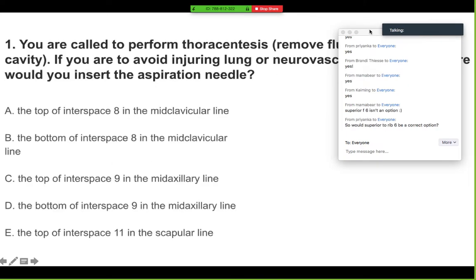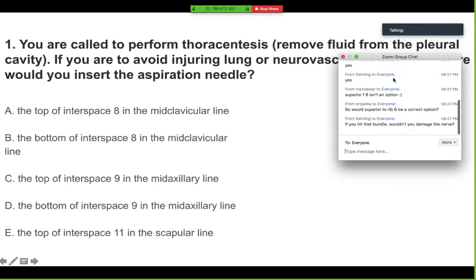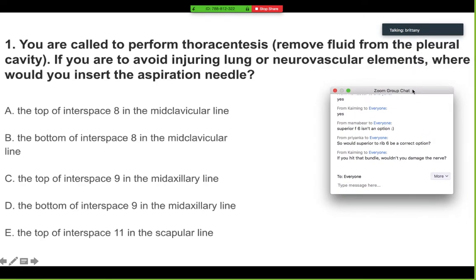Okay, well, you want to be close to it, yeah. You want to be close to it so you can anesthetize it. Okay, so you're called to perform a thoracentesis to remove fluid from the pleural cavity. If you are to avoid injuring the lung or neurovascular elements, where would you insert the aspiration needle?